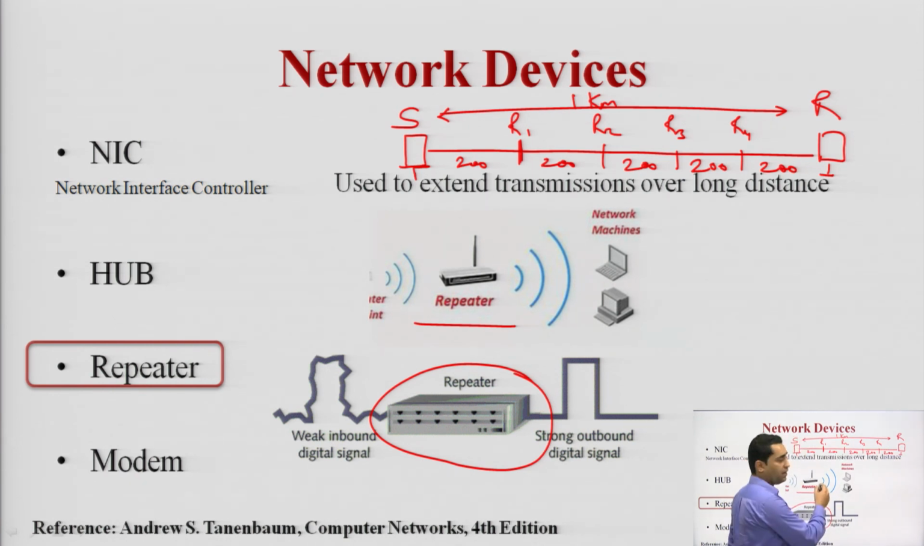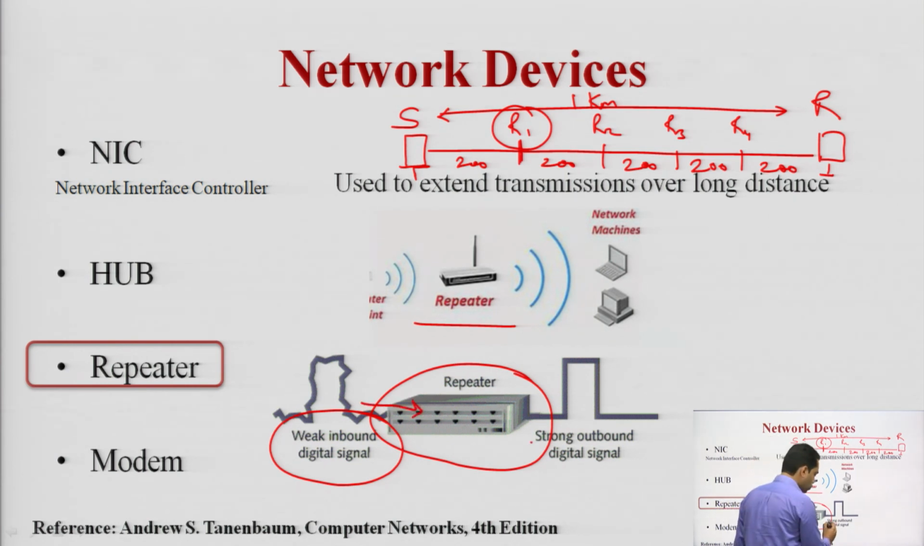Now, as an example of this data sending, here this repeater is one device which restores and regenerates the signal. How is it possible to regenerate the signal? Because there is some signature in the data which we are sending. So, the repeater fetches that particular signature and restores the data. This is one example. You can see here that we have a weak inbound digital signal, and when it is passed to the repeater, the repeater gives a strong outbound digital signal.